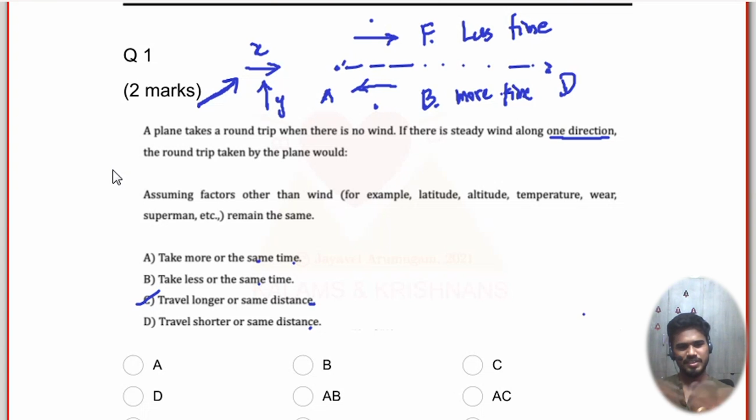The speed, A and B or A and D here marked are on the ground. So if the plane goes by its engine speed, fix the engine speed the same. Relative velocity with respect to ground will be higher in one direction, right? So speed will be different. It won't take the same time.